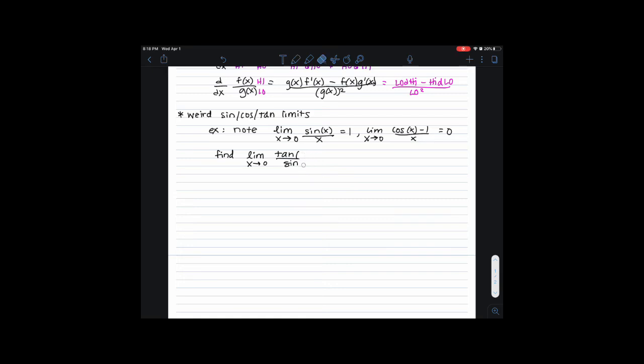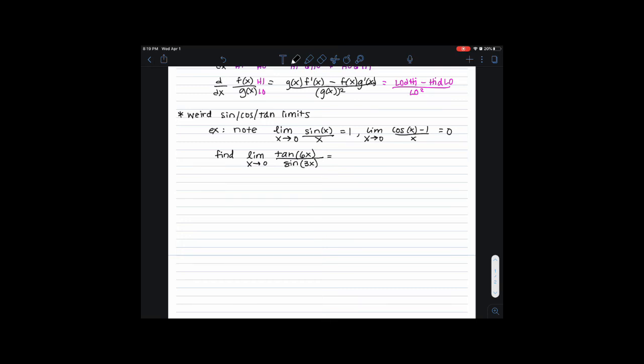Actually, let's do tangent of 5x over... ooh, guys, I'm lying. I'm trying to make this complicated. Okay, the tangent of, let's say, 6x over sine of, let's say, 3x. Okay, I like that better.